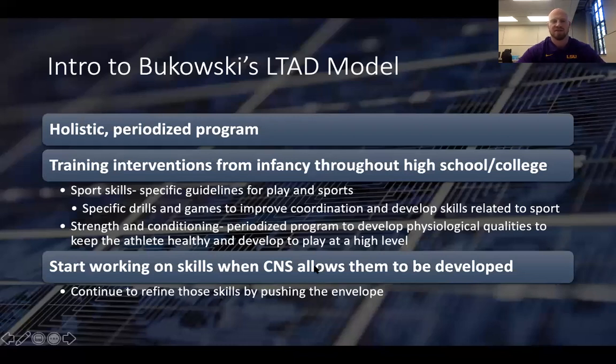So this is a good introduction into Bukowski's long-term athletic development model. This will be a holistic periodized program, so there'll be training interventions from infancy throughout high school and into college and professional. This will be for sports skills, with specific guidelines for play and sports, specific drills and games to improve coordination and develop skills related to sport.